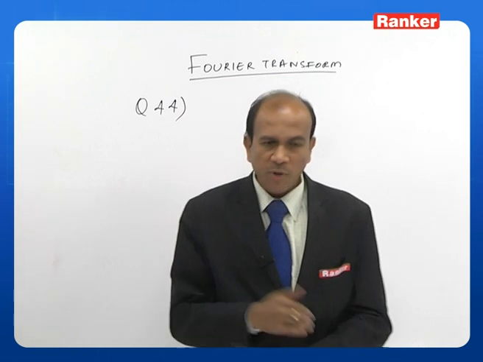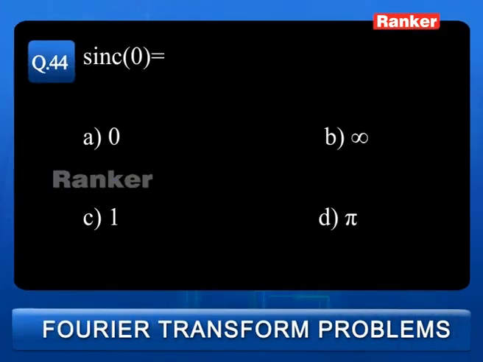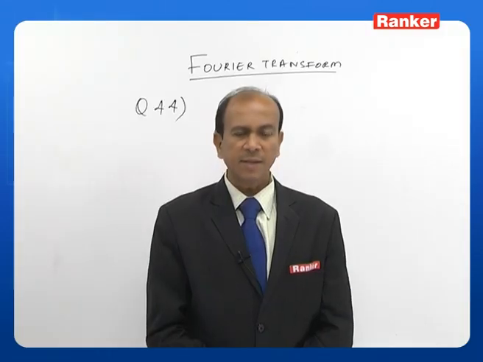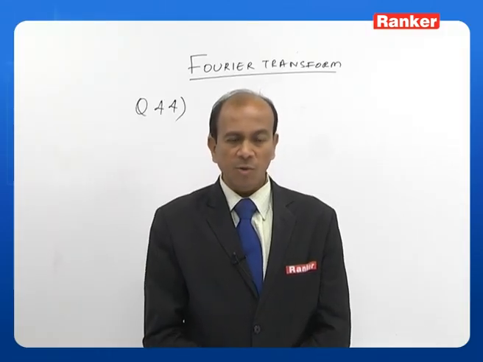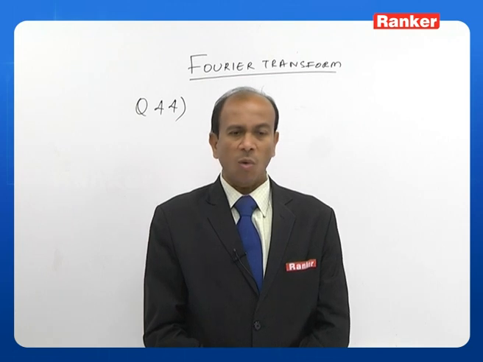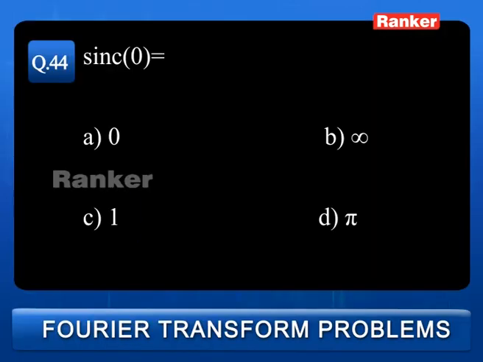Let us look at the next question. The next question is the 44th question. What is the value of the sinc function at 0? A, is it 0? B, is it equal to infinity? C, is it equal to 1? Or D, is it equal to pi? The answer is the sinc function at 0 will be equal to 1, that is answer C.